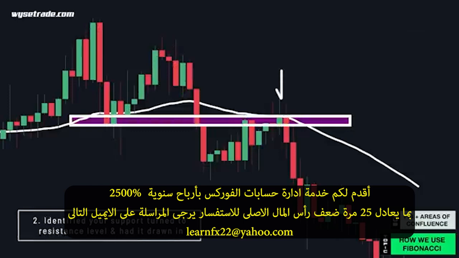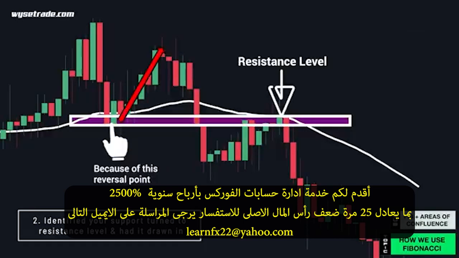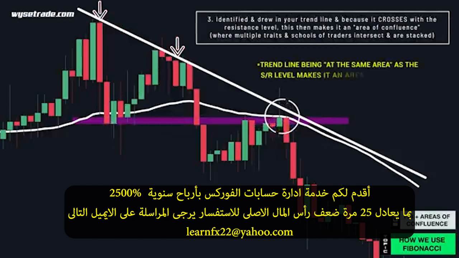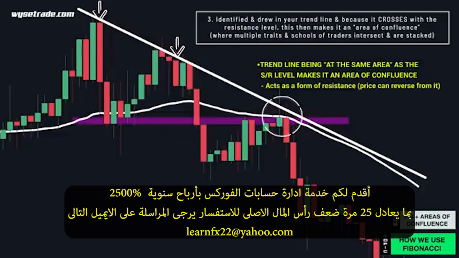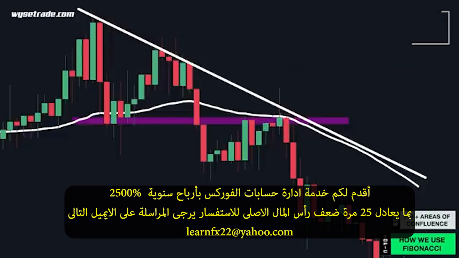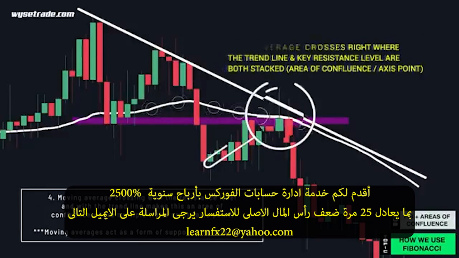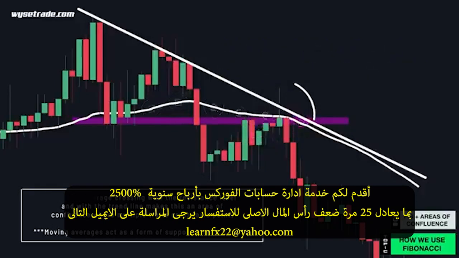You had your key level of resistance here because of this reversal point. You have your trend line here, and because it crosses with the resistance level, it makes it an area of confluence. You then have your moving average here. Notice how it intersects perfectly at the access point and area of confluence.